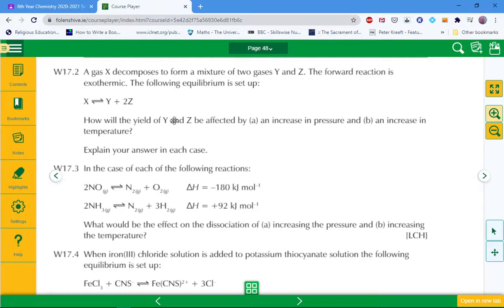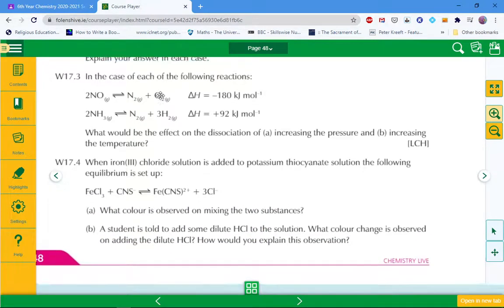What about an increase in temperature? Well, it tells me the forward reaction is exothermic. So if I increase the temperature, the system will try to decrease the temperature by favouring the endothermic reaction, which again drives equilibrium towards the left-hand side.